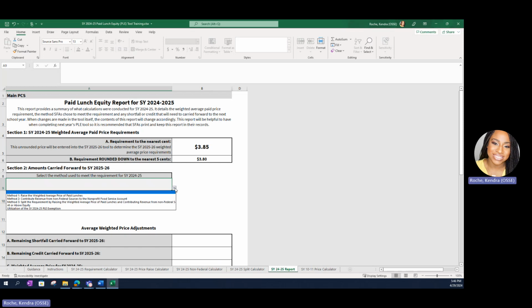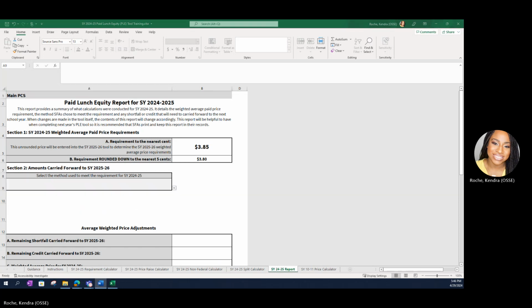You could be at or above equity, which was the case in the first example we discussed, or you could be utilizing the school year 2024-25 PLE exemption, as was mentioned at the beginning of this training. Further down on the page, complete the green shaded box under the corresponding method you have chosen.